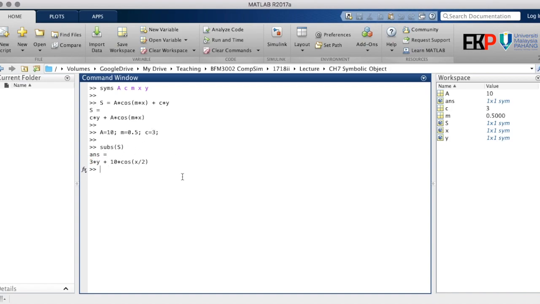So there are two methods. Either you substitute all the values inside the subs command, or we can define the values before we type in the subs command. So that is how we substitute numerical values in the symbolic expression.